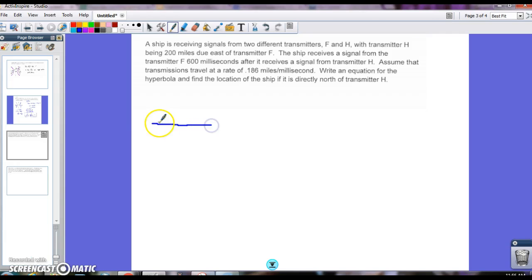I'm totally a visual person, so I like having the picture. So here's F, here's H. I know this distance is 200 miles. And so here's my hyperbola. It's a little bit lopsided, but you get the general idea there. And I'm going to just call that point J. You can call it whatever you want. I'm just going to use J.